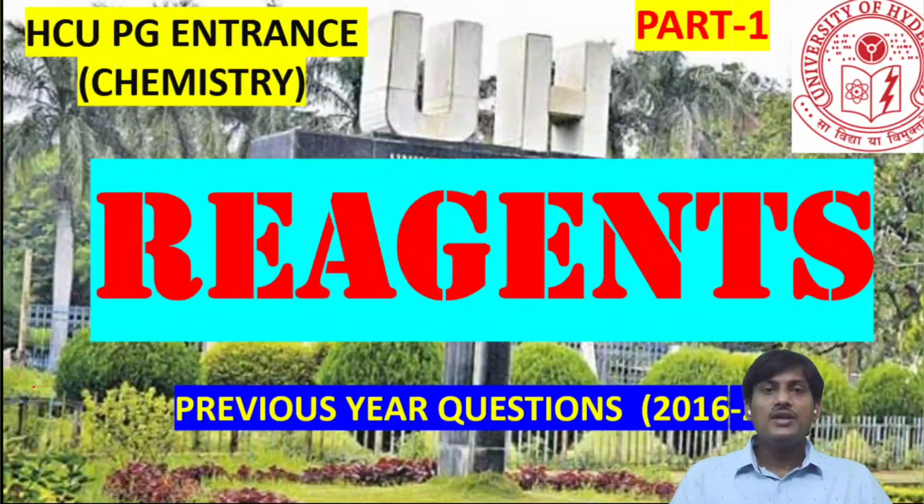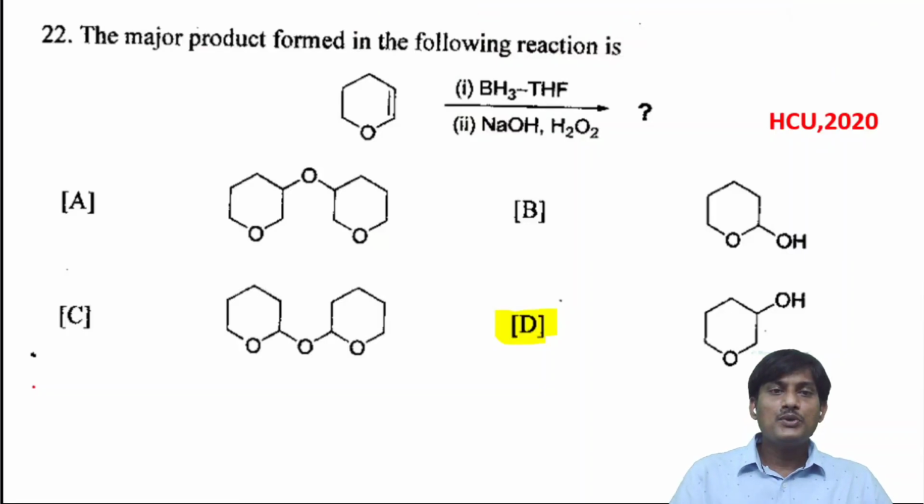In this video, I will explain the previous year questions which appeared in the HCU PG Entrance Examination from the lesson Reagents of Organic Chemistry, from the year 2016 to 2020. The major product formed in the following reaction is: first, there is a hydroboration.